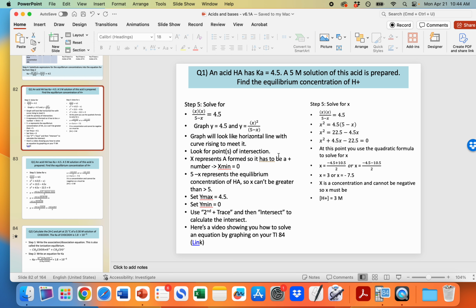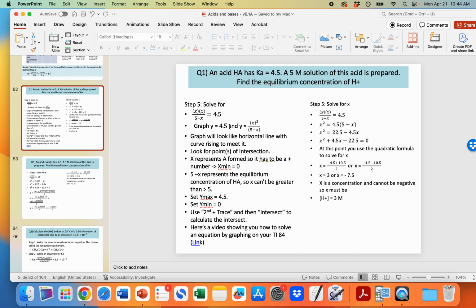So our goal is to break this equation up into two halves. y is equal to 4.5 and y is equal to x squared divided by 5 minus x. So y is equal to 4.5 is going to look like a horizontal line. And then y is equal to x squared over 5 minus x, that's going to look like a curve rising to meet it. So we are looking for the points of intersection between this curve and that line.